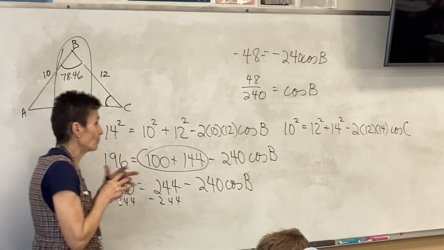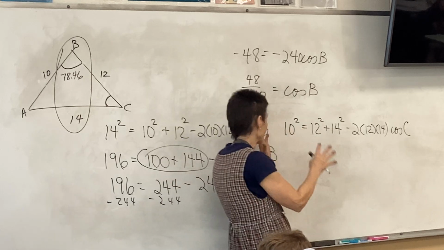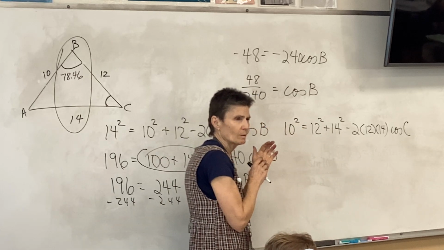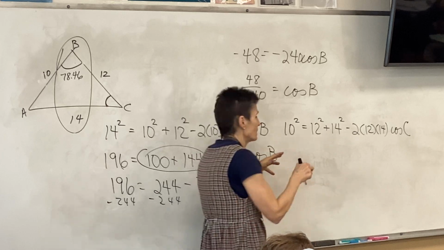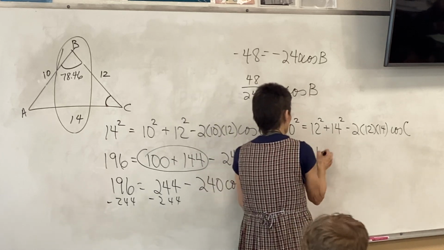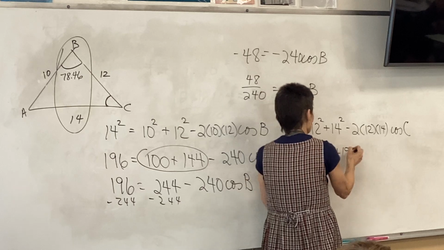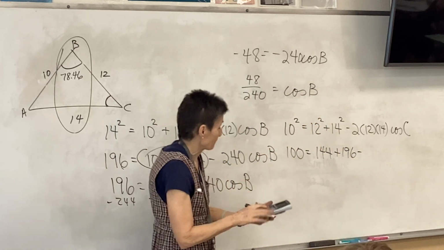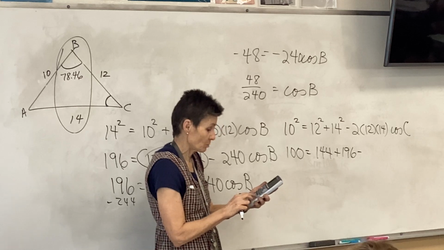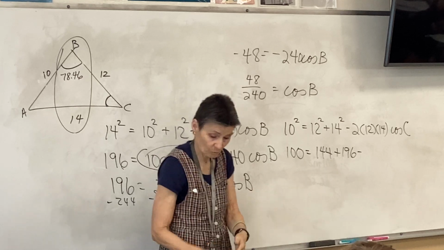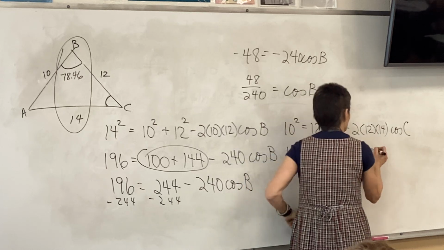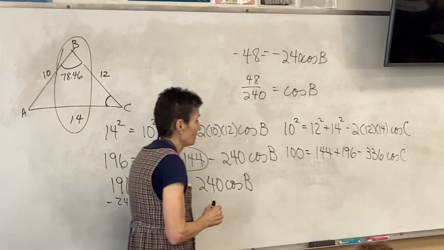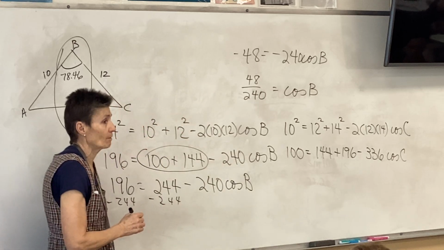All right, so who remembers now? We gotta get through this big ugly equation. What did we do? We kind of just worked out all the numbers. So we have 100, 144, 196, that is 2 times 12 times 14, 336. This is where things start to get a little hairy if we're not careful.